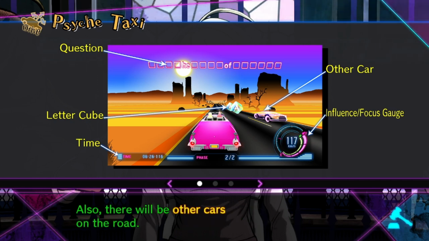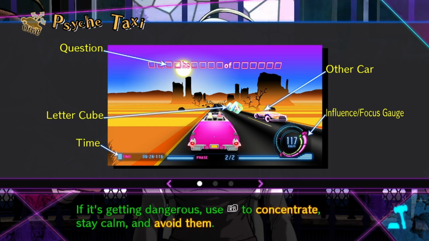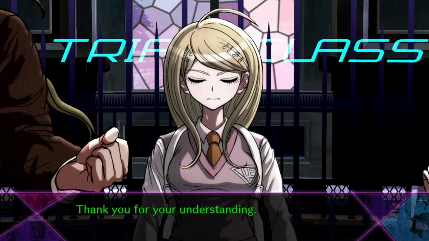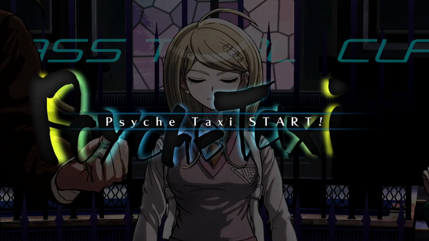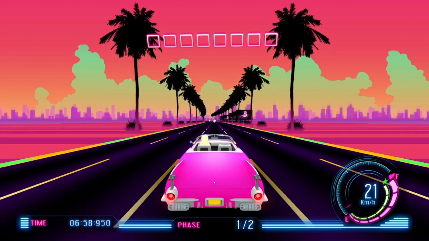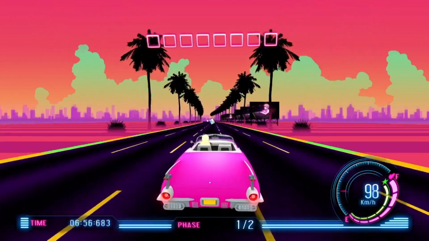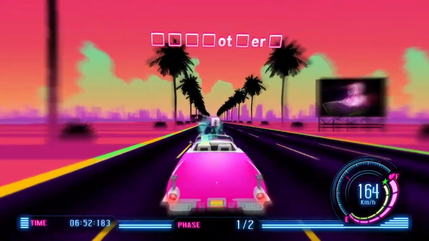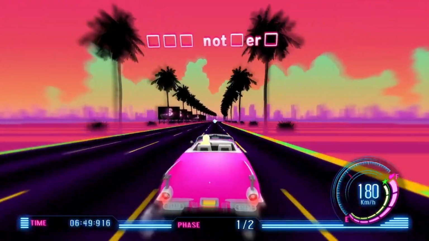Also, there will be other cars on the road. If you hit those, you'll take focus energy damage. Okay. If it's getting dangerous, press RB to concentrate, calm down, and avoid them. Oh, excuse me. Drive safely, enjoy the ride. Thank you for your understanding. I'm gonna try arrow keys, please work. Yeah, arrow keys work. Okay, got it. There's text on the billboards. So you just run into the item boxes.